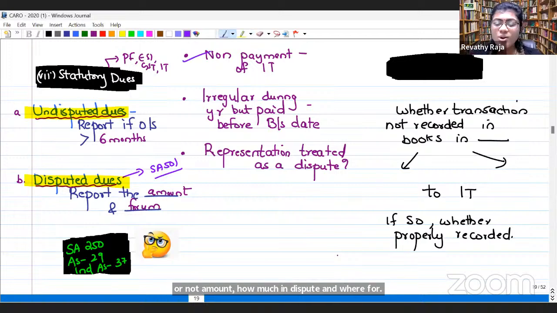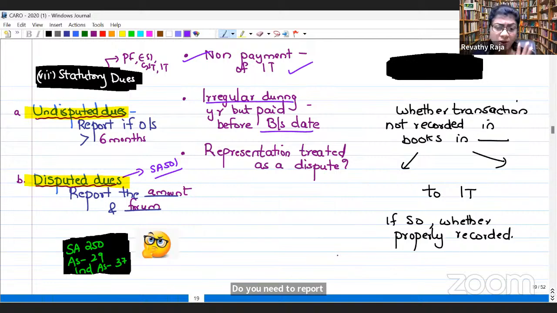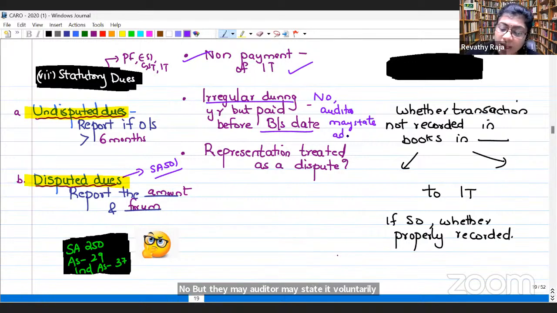Non-payment of income tax. Is it reportable here? Income tax is also a statutory due. Yes. Suppose it was irregular during the year. During the year, they did not pay. But before the balance sheet date, it is paid. Do you need to report? During the year, it was irregular. April, they should have paid, but they paid only in December. But before our audit date, they have finished paying. Do you need to report? Answer is no. But the auditor may state it voluntarily. Don't write voluntarily, write additionally. The requirement is to report any dues outstanding for more than 6 months as on balance sheet date. As on balance sheet date, it's not there. So you need not.